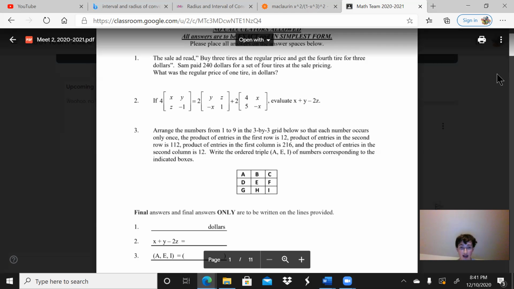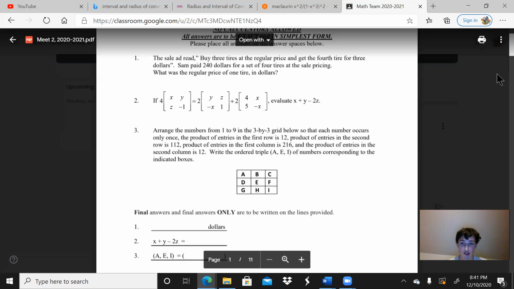Okay, so AEI is 325. 325. That has to be it. Because the product in the first row is 12, the second row is 112, the first column is 216. Yeah, 72 times 3. And then, yeah, that works. Perfect. AEI is 325. No way I just did that out of nowhere. That is so funny. Let's just check the first one.